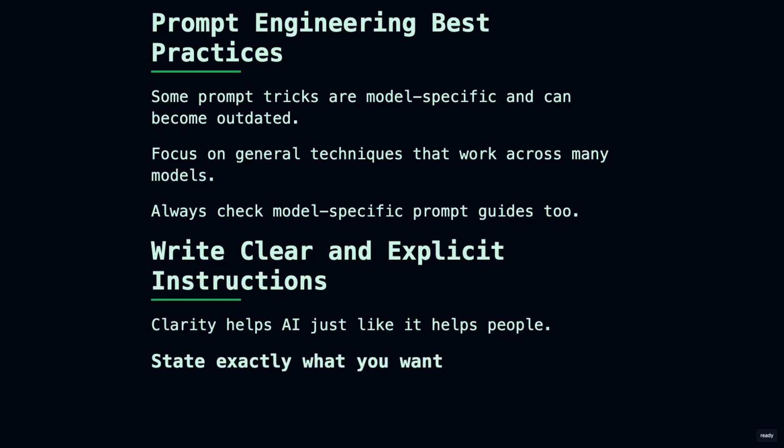First, describe the task with no ambiguity. If you want a score, a label, or a decision, say so directly and define the rules the model should follow.